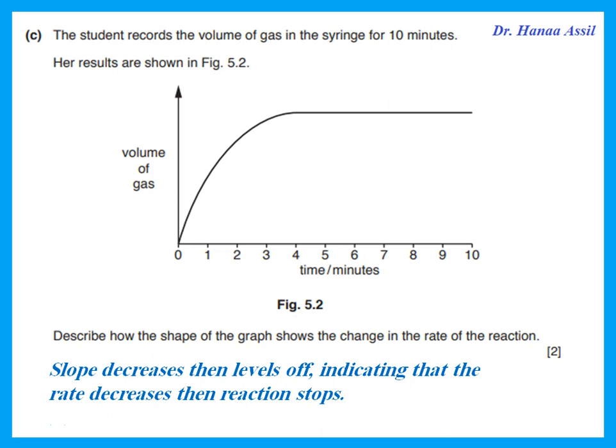Remember, for any reaction, at the very beginning it's fast, but then the rate decreases as the reactants are being used up. So as the sulfuric acid, for example, is being used up, then the rate decreases until there is no more sulfuric acid. So the reaction stops, no more gas is given off, and the volume levels off.